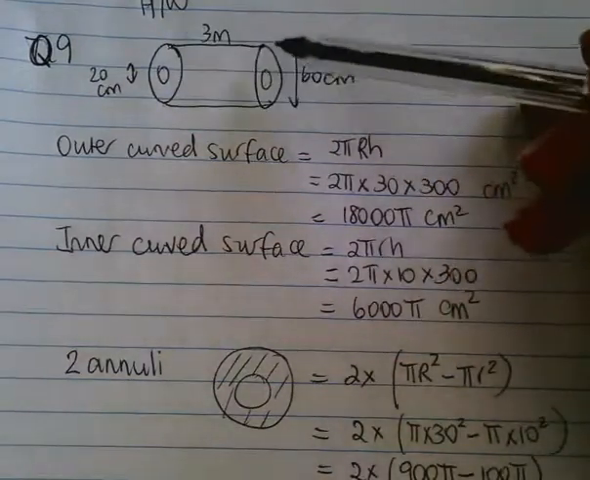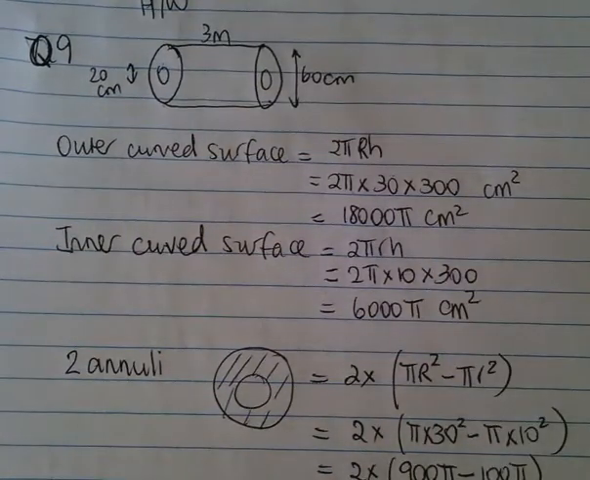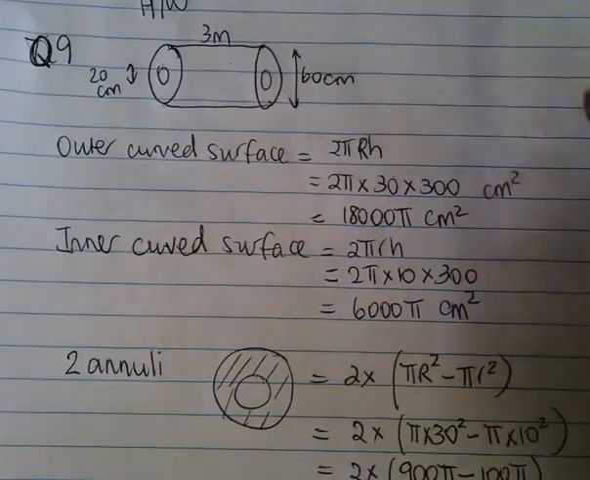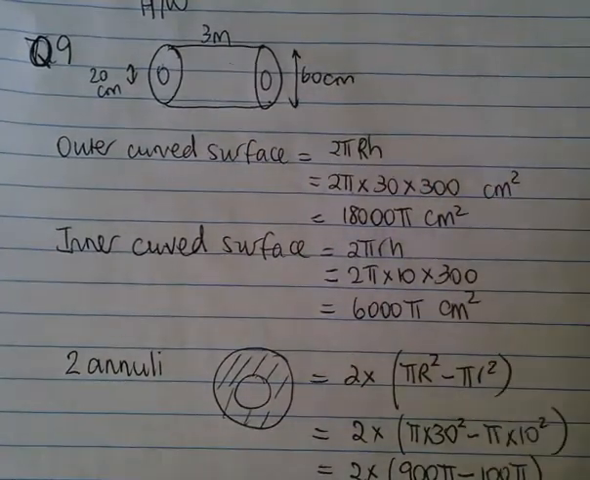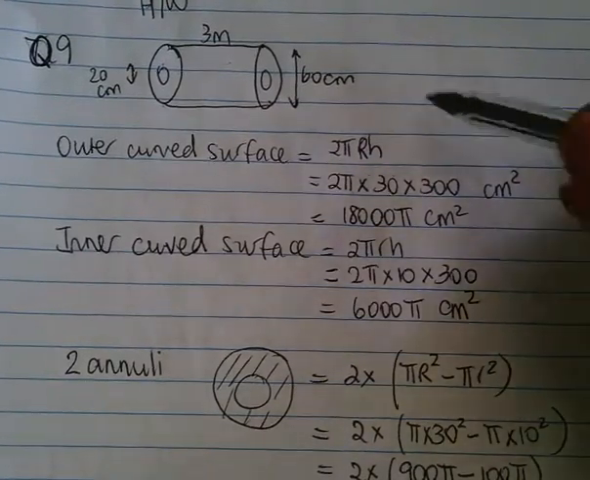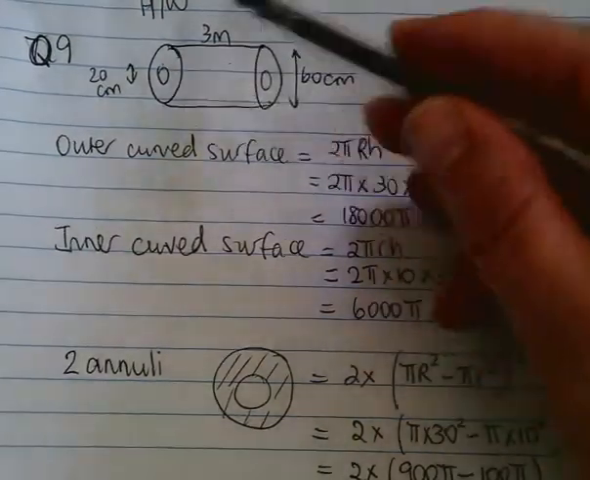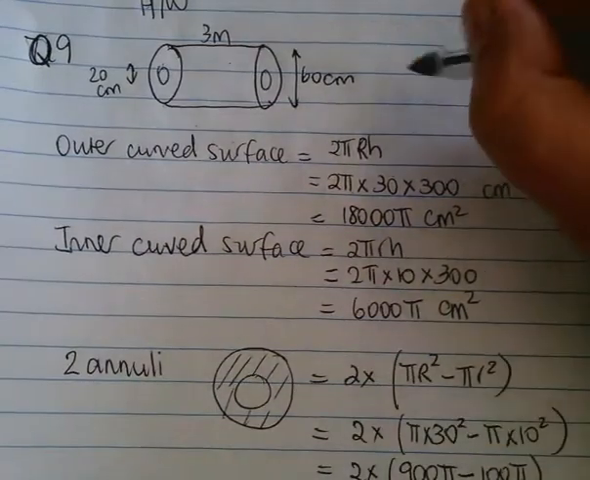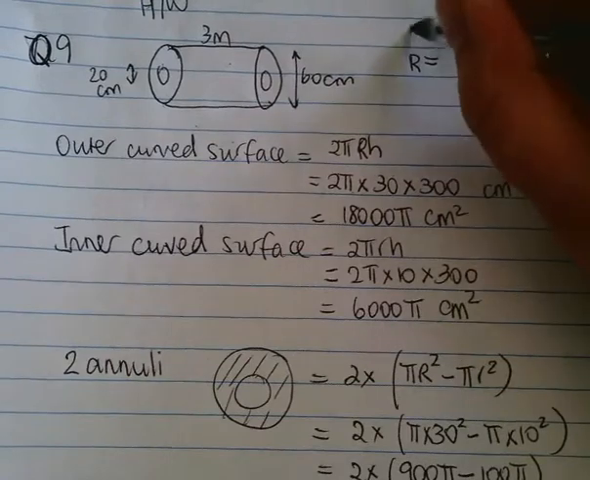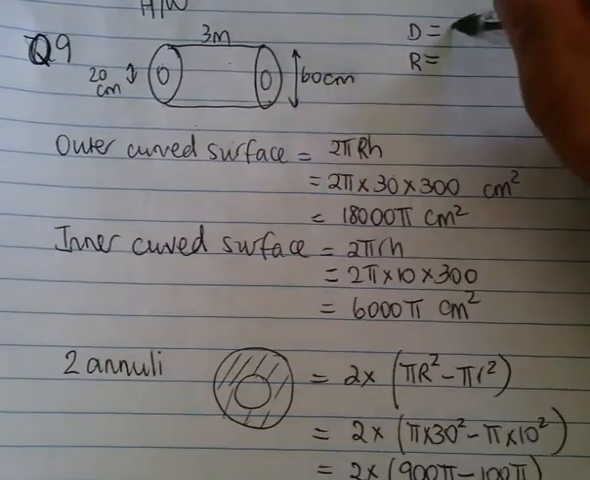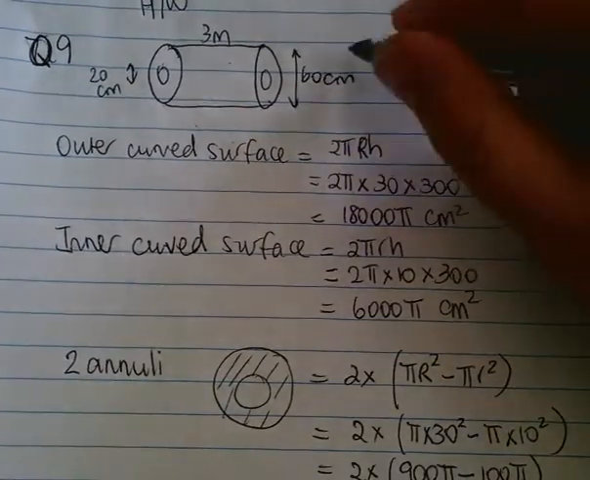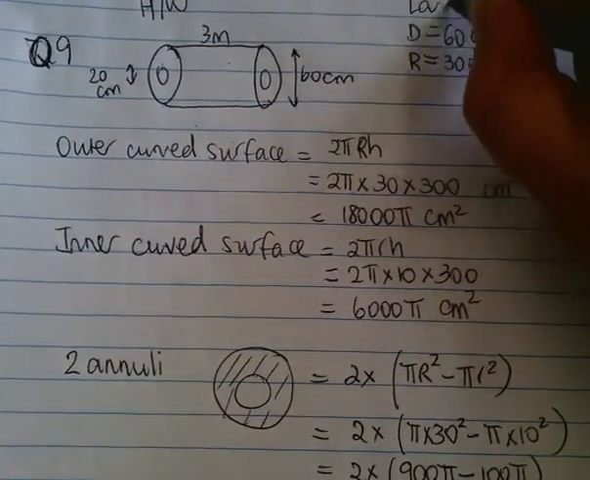Problem. This is a cylinder with a tube cut out of it. You can think of it as a big paper roll, those ones you use in the kitchen, the big roll of paper towels. So we've got the outer curved surface, which is 2 pi rh. The diameter of the large circle is 60. The radius of the large circle will be 30.